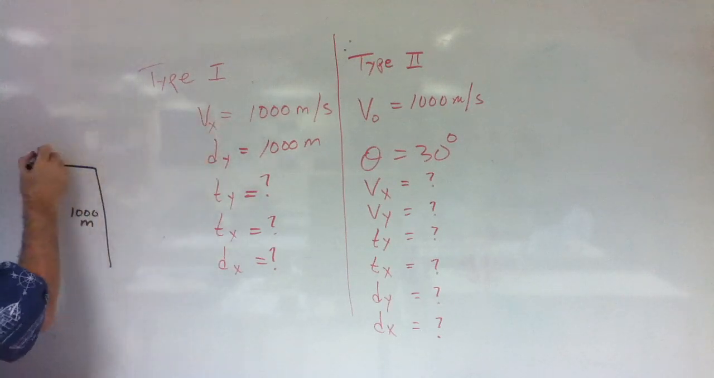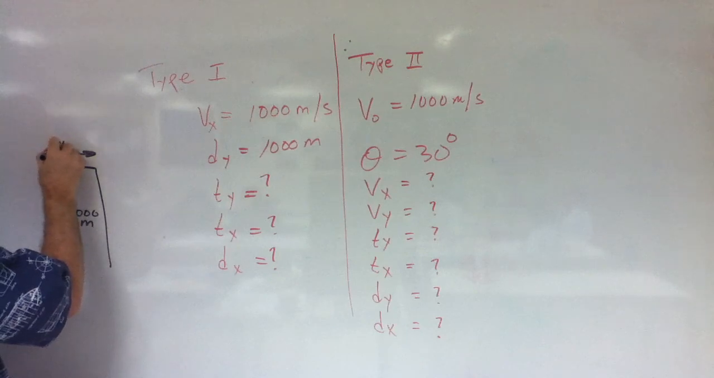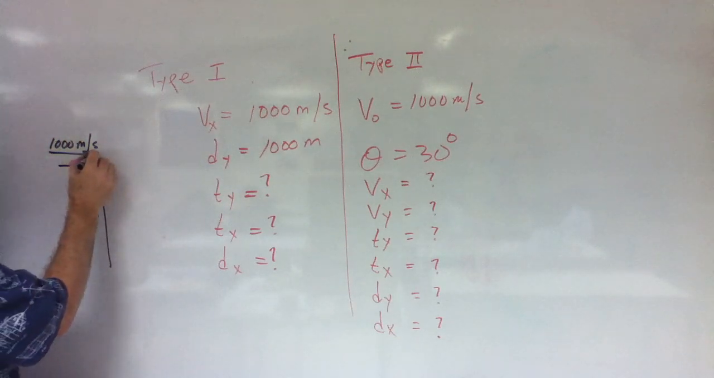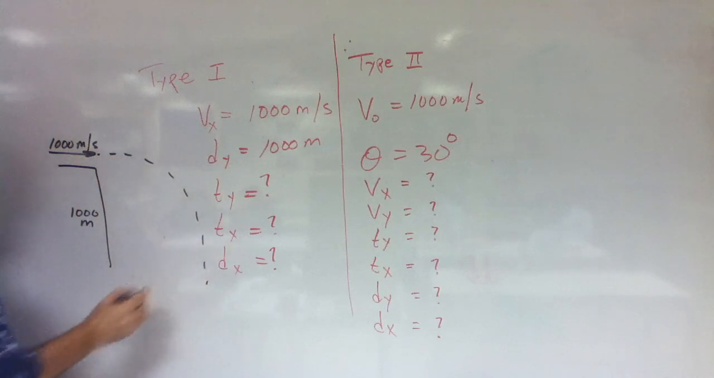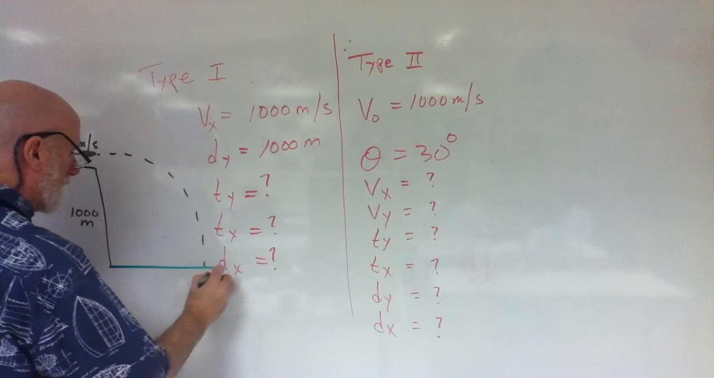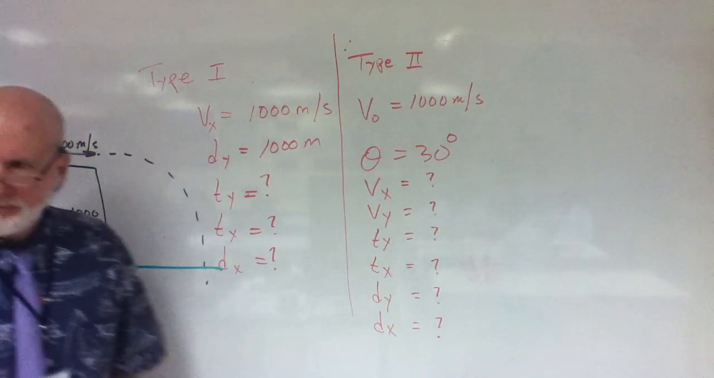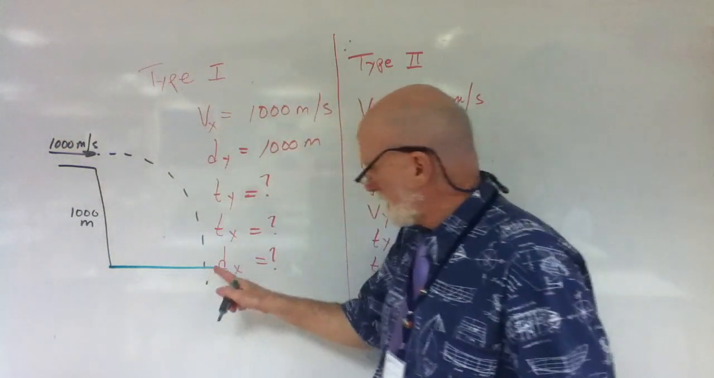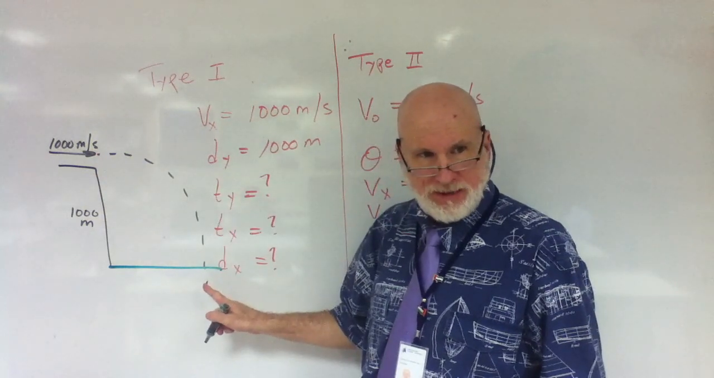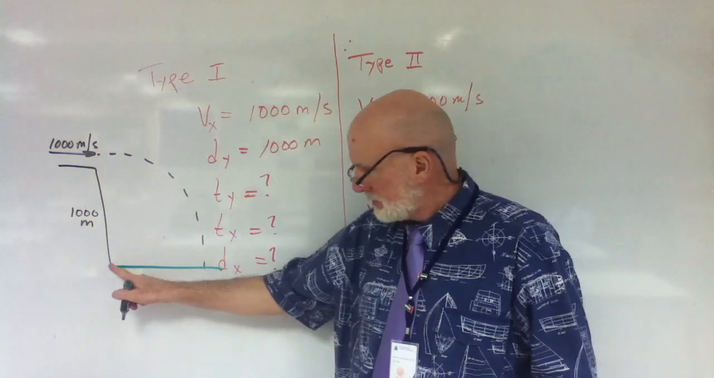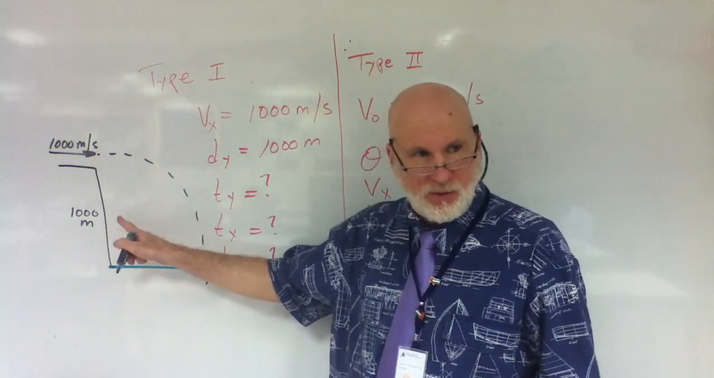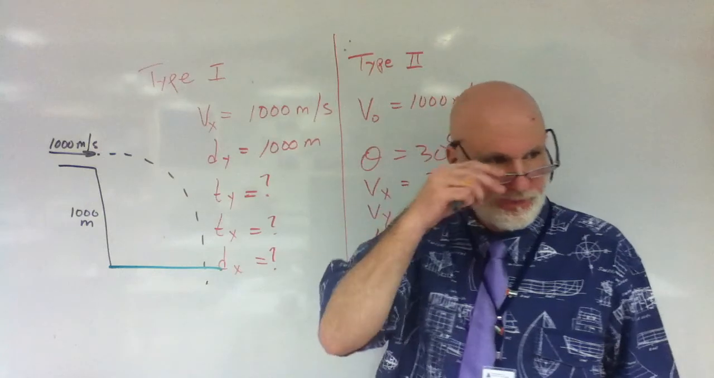Give me 1,000 meters per second. And it's going to go like this, and it's going to hit the ground. Now, a little bit about the physics here. The time it takes to go from here to here is the same time it takes to go from here to here and here to here. Clear? So Ty and Tx will be the same.